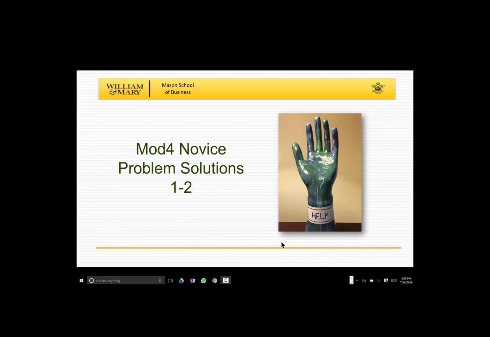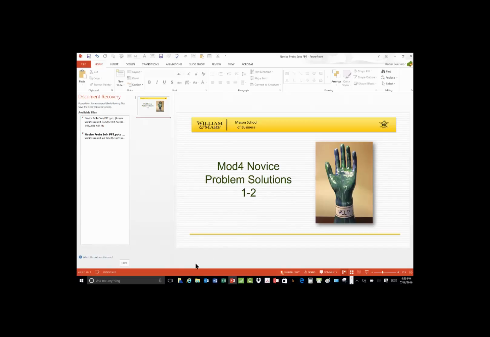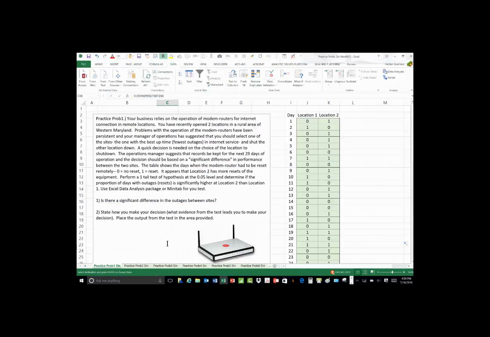Hi folks, we're in Module 4 now. We're looking at the novice problems. We want to take a look at these first two problems, 1 and 2. In this section, we're going to be talking about hypothesis testing and also trend analysis. So let's go to our problems.